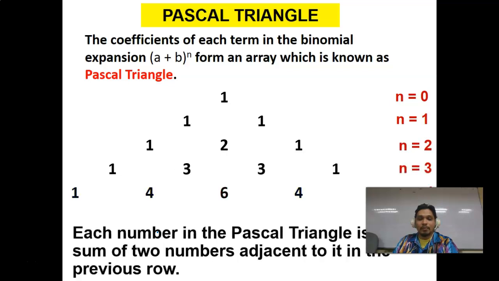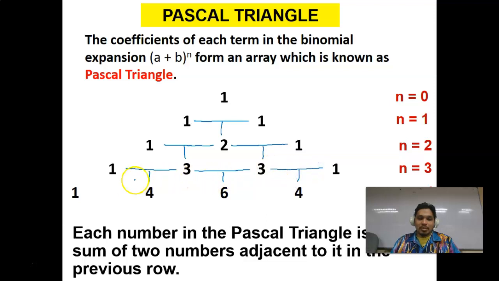Each number in the triangle is the sum of the two numbers adjacent to it in the previous row. Let's recall how to form this triangle. How are we going to remember all this? It's easy. 1 plus 1 equals 2. 1 plus 2 equals 3. 2 plus 1 equals 3. 1 plus 3 equals 4. 3 plus 3 equals 6. And 3 plus 1 equals 4. So you may just continue.